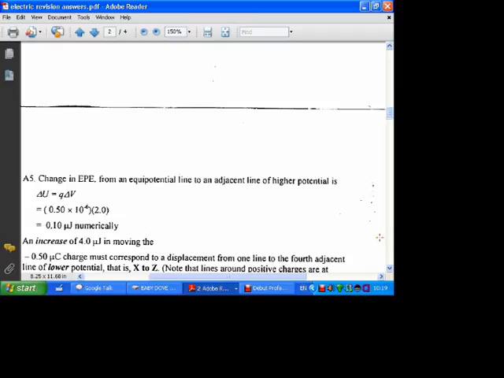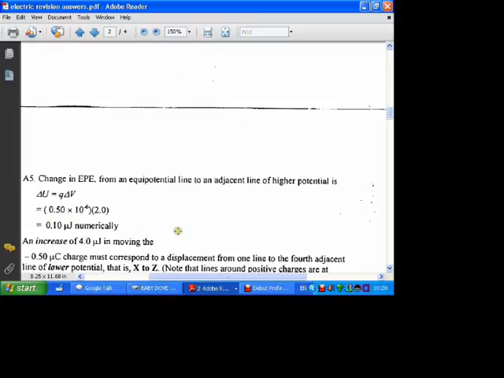The change in EPE from an equipotential line to an adjacent line, adjacent means the next one of higher potential, right? You can use the formula delta U equal to Q delta V. Delta V is 2 volts because adjacent lines are 2 volts apart. This is given in the question. So delta U will work out to be 1. Oh, there's a mistake here. Right, 0.5 times 2 will give you 1. So it should be 1 microjoules. Okay, later I send the answers to you, you just cancel away, just put this as 1 microjoules numerically.